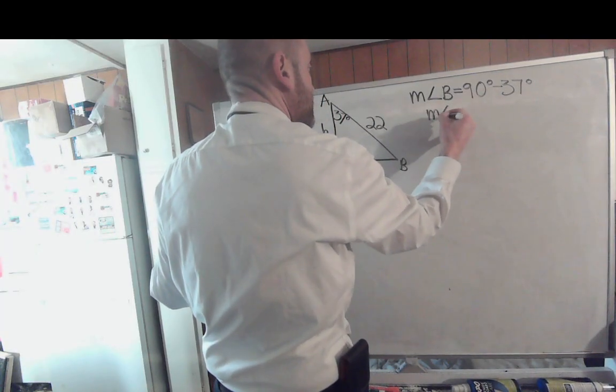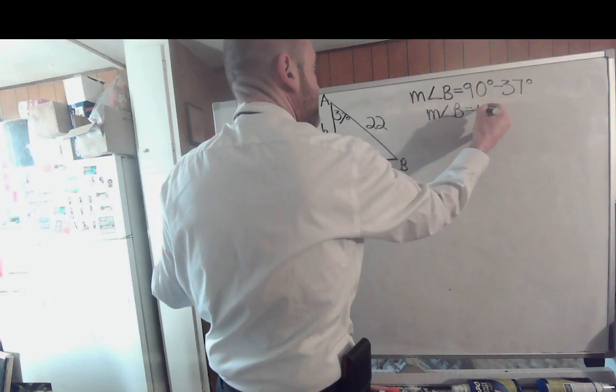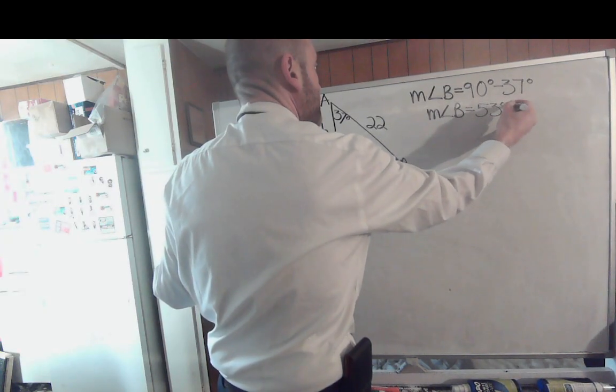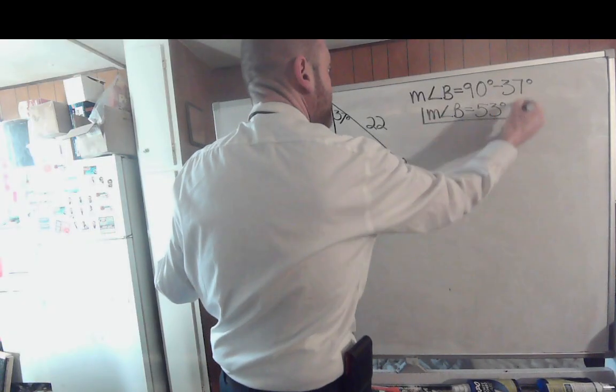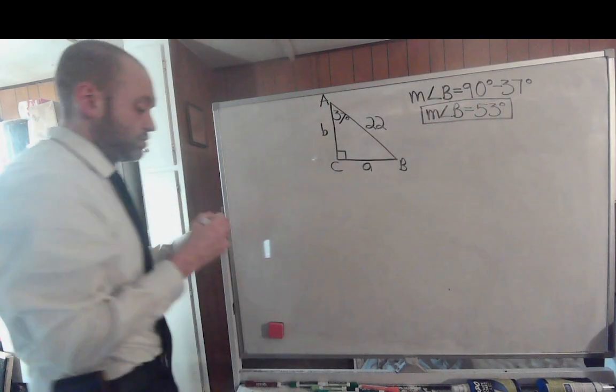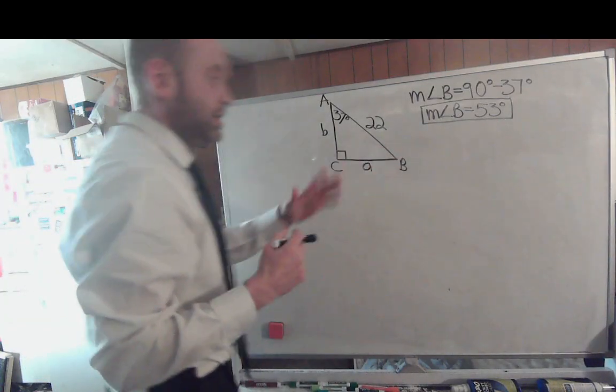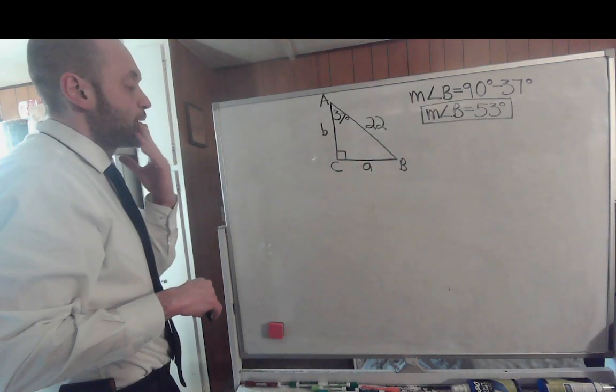So that means the measure of angle B would have to be 53 degrees. So angle B is 53 degrees. So we found that angle. We solved for the angles. Now we need to find the sides.